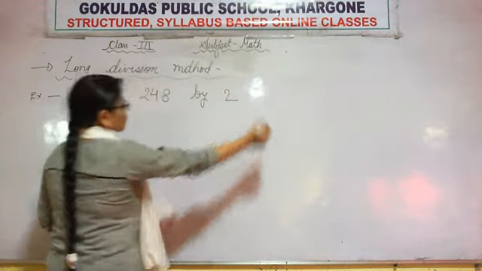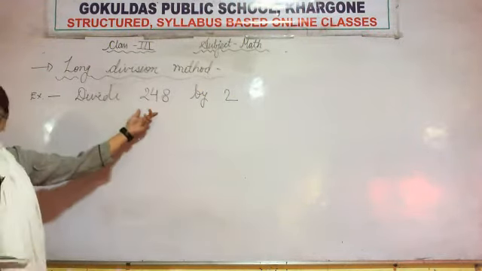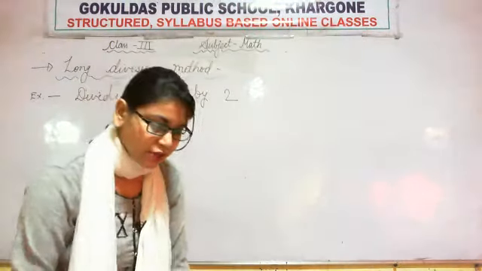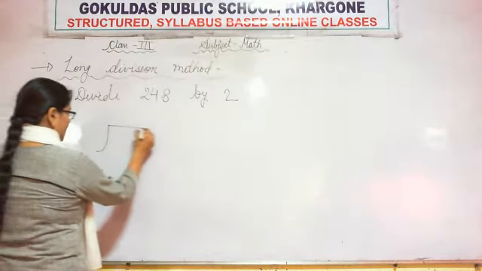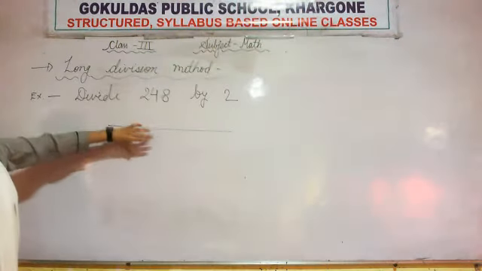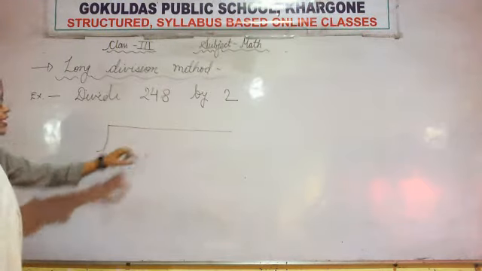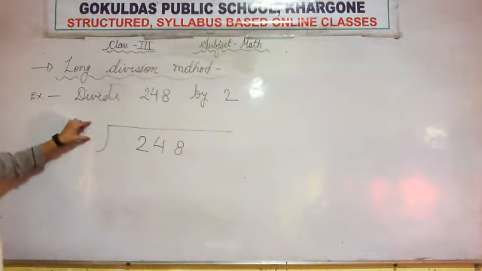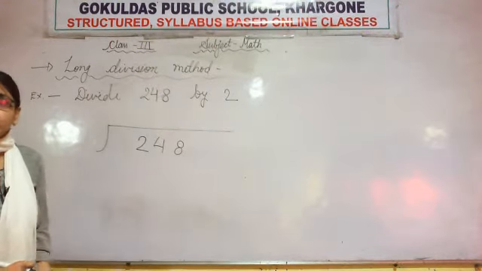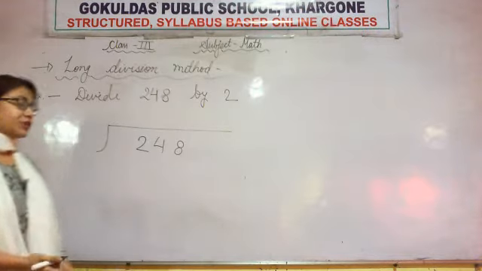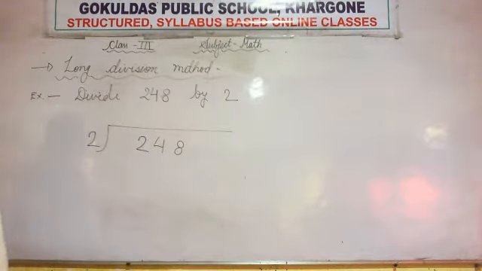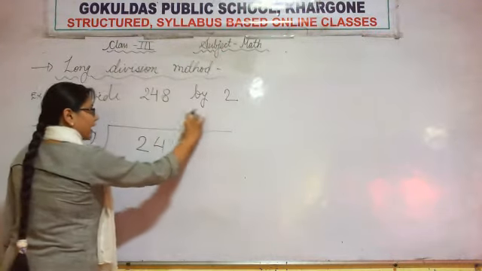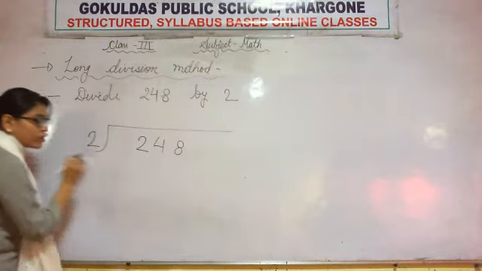By 2. See, this 248 is our dividend and this is our divisor. So, in this place we write the dividend. So, here we will write 248. In this place we write the divisor. So, here our divisor is 2, so we will write 2. So while dividing we will get the quotient, that we will write here, and here we will solve.